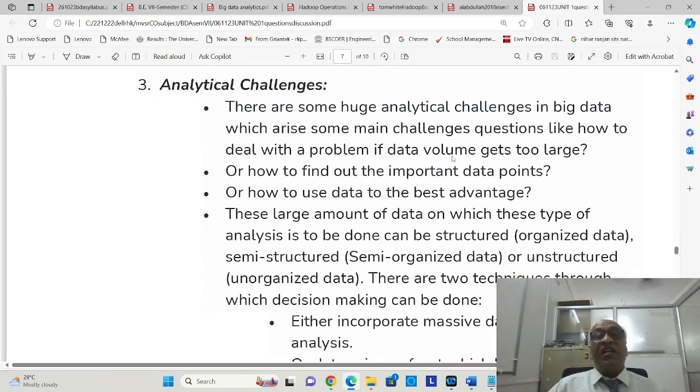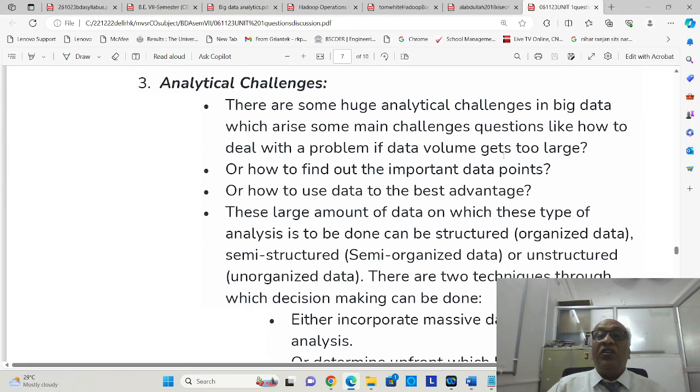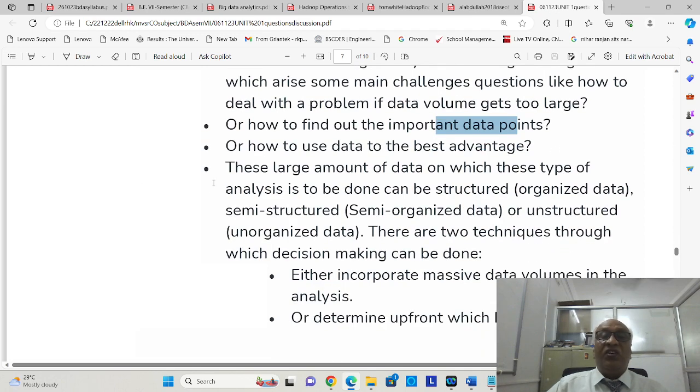The third challenge is the analytical challenge. Because the data is too large, how do I find the important data points? How do I use data to the best advantage? On which data type am I doing this analysis, whether my data is structured, semi-structured, or unstructured?